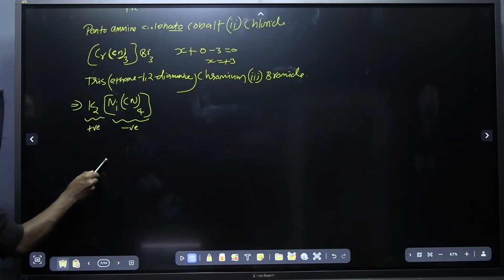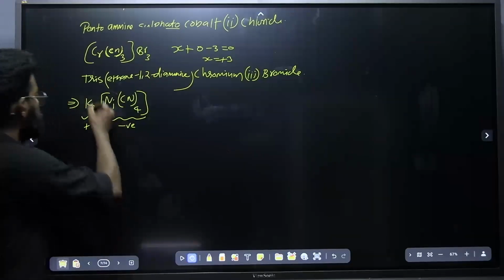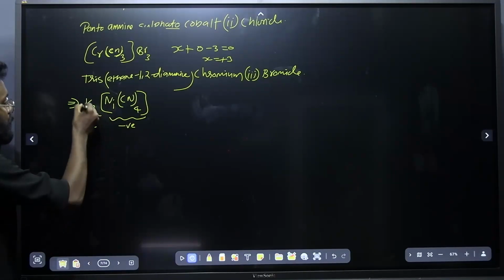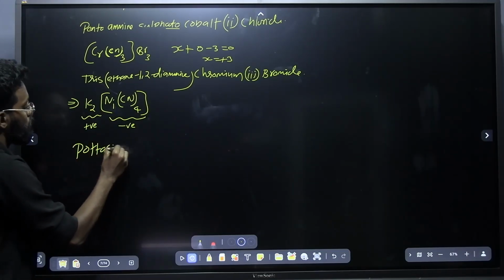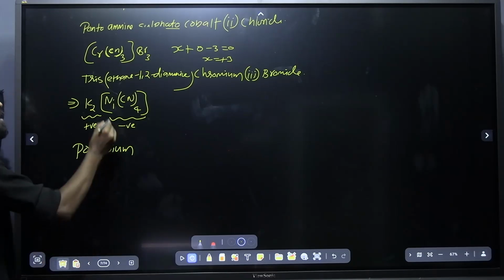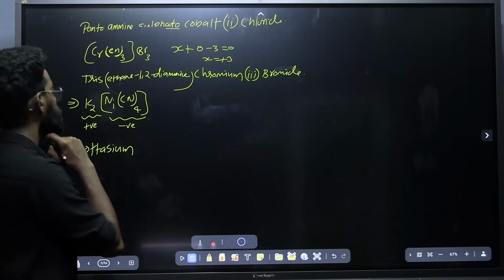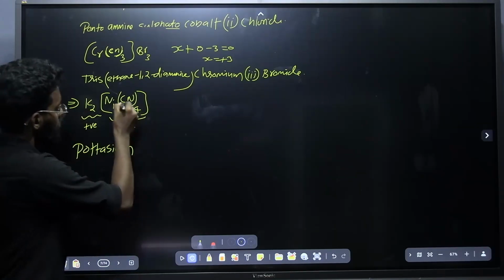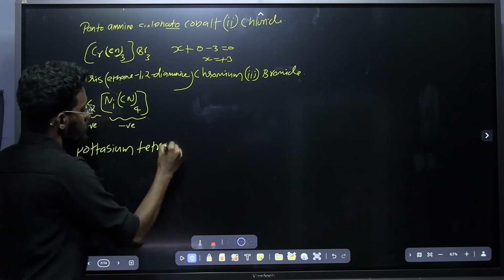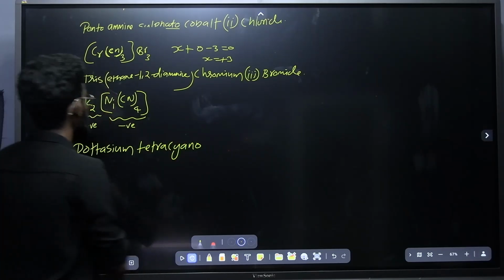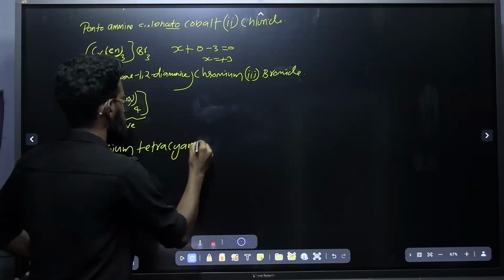So try this compound, K2[Ni(CN)4]. How can we name this one? First of all, we will be naming the left part, which is the cation, and here the cation is potassium. Then we will go to the negative part, which is the coordination sphere. In the coordination sphere, we name the ligands first. How many ligands are there? 4 ligands. So potassium tetracyano, or tetracyanido.